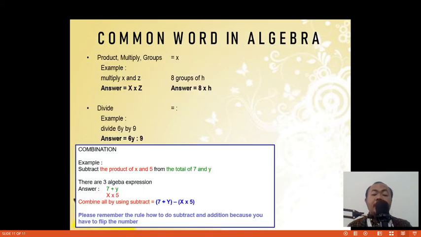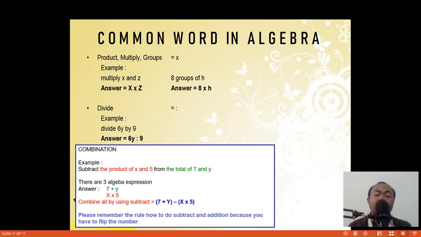Product, multiply, and groups are for multiplication, and divide is for division. Example, multiply x and z. So the answer is x multiplied by z. Or 8 groups of h. The answer is 8 multiplied by h. Divide. Example, divide 6y by 9. So the answer is 6y divided by 9.